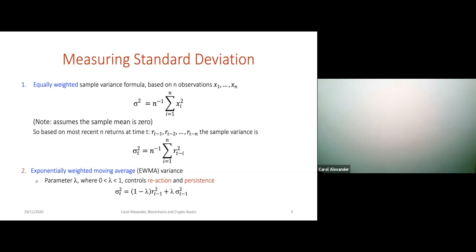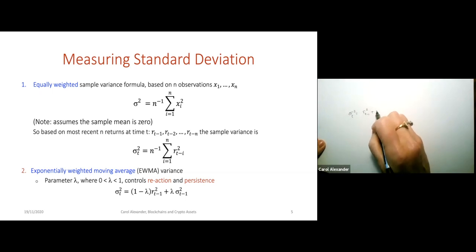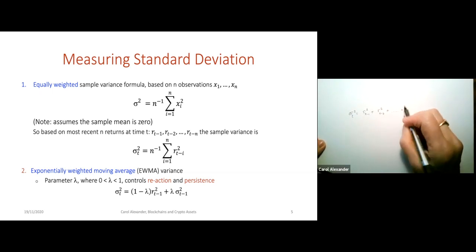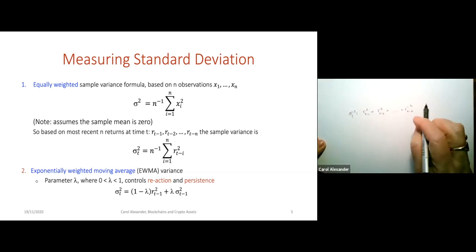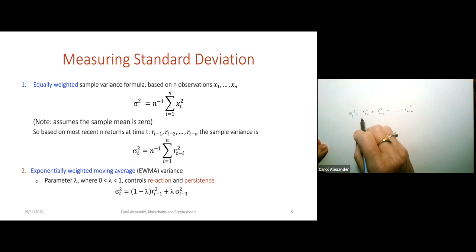And here it is again. Sigma t squared is (RT minus 1) squared plus (RT minus 2) squared plus ... (RT minus n) squared. Okay. And it's divided by n, which is the sum of the weights. N is 1 plus 1 plus 1 plus 1 plus 1 plus 1.